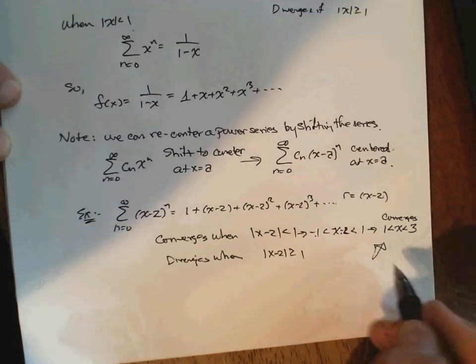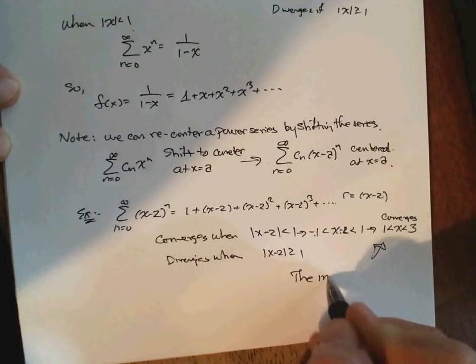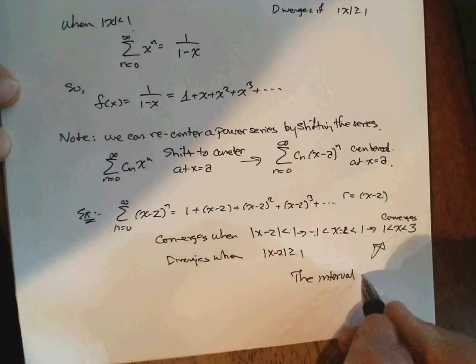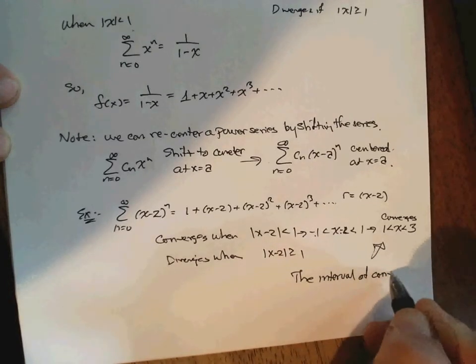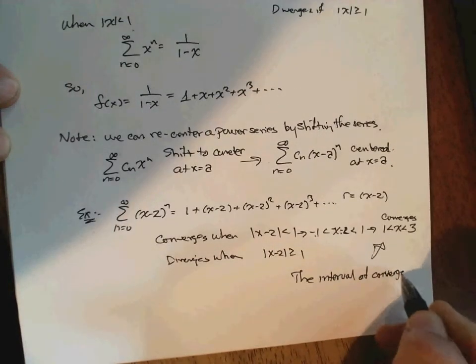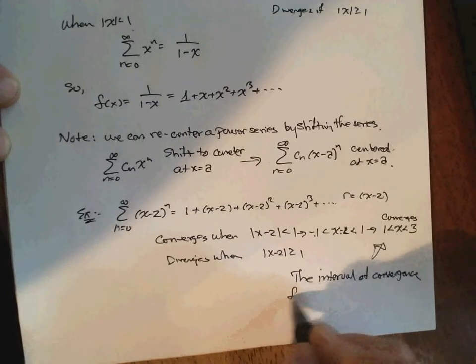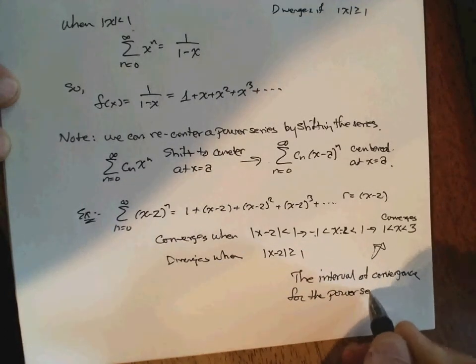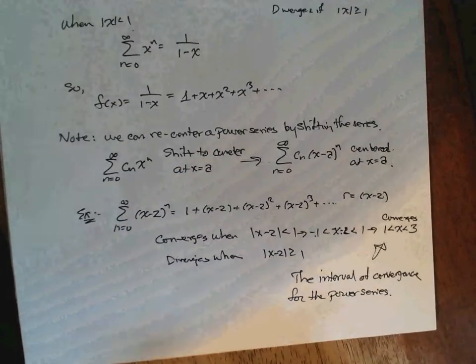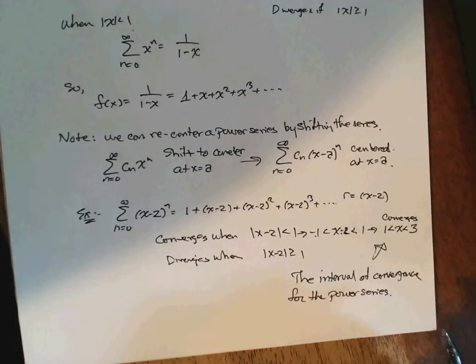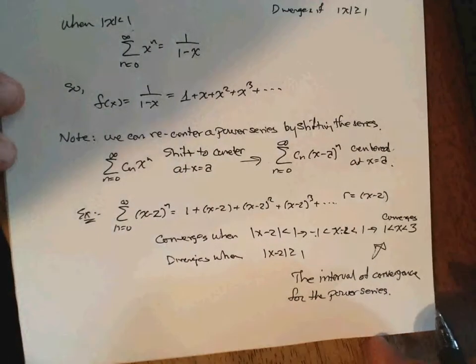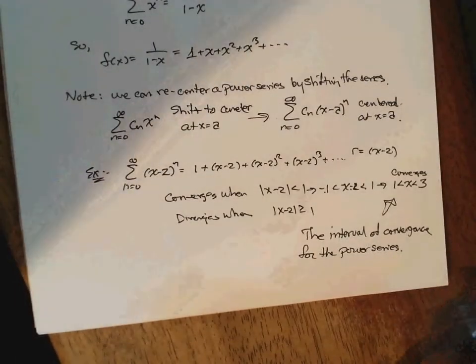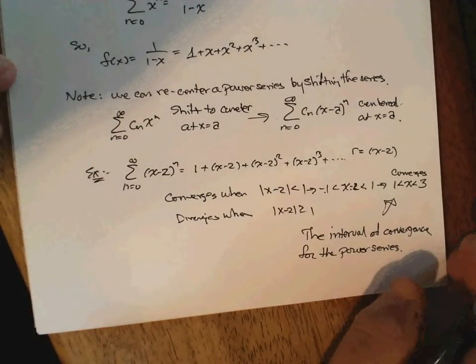This is called the interval of convergence for the power series. And we're very interested in knowing those intervals of convergence. Okay?